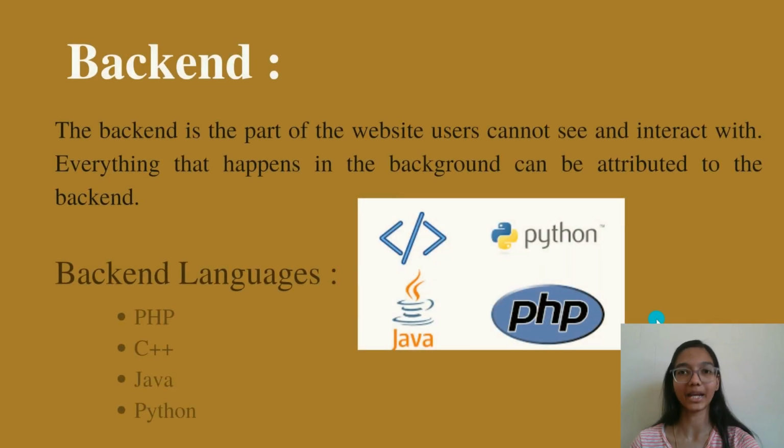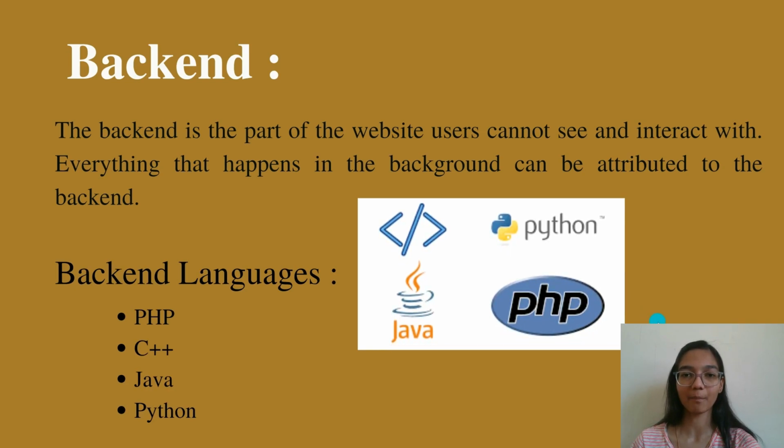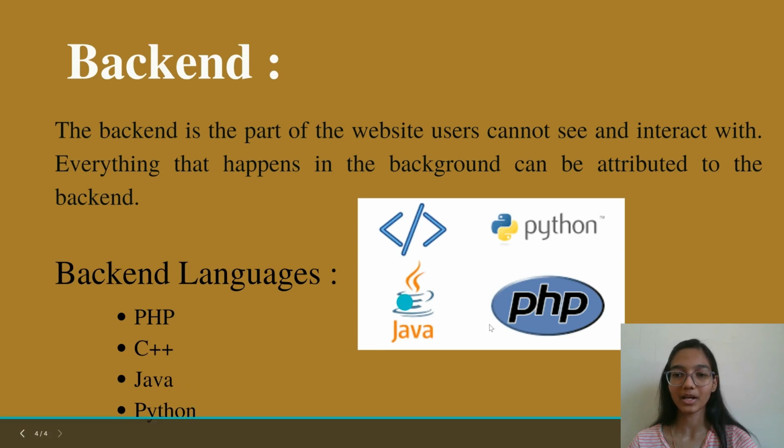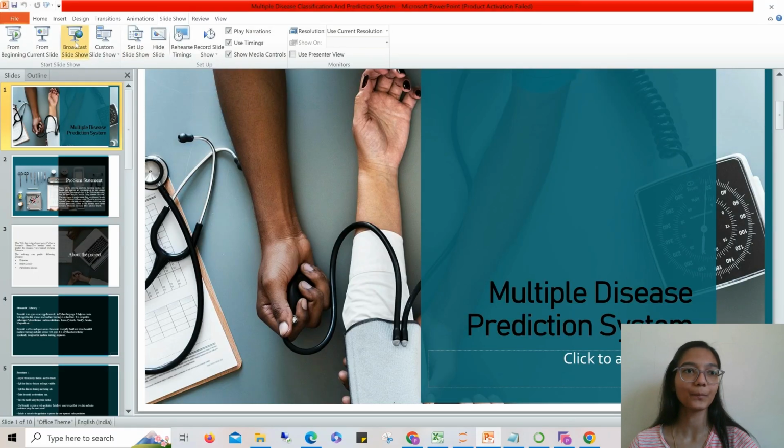Then let's see the backend part. The backend is the part of the website users cannot see and interact with. Everything that happens in the background can be attributed to the backend. The front end is like the user interface. For example, we are doing online shopping on Amazon. Whatever we are ordering on that website or application, that is the front end part, and we can interact with it. But how that application was built, what was done at the backend using which languages, is the backend part. Backend languages are PHP, CPP, Java, Python, and many more. Here are the symbols. Now, let's move to the system which I have built.